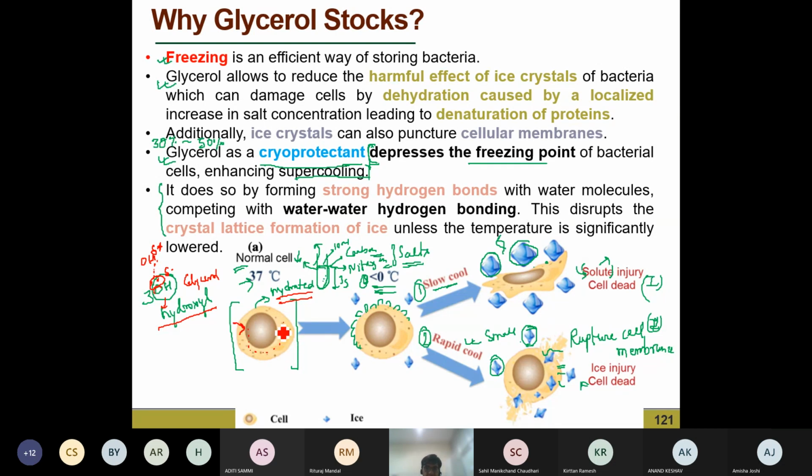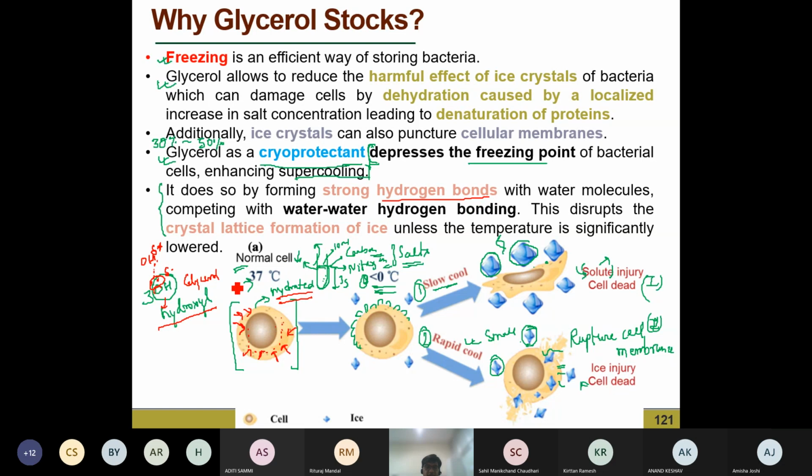Okay, so whenever we are, for example, adding glycerol, the glycerol will diffuse inside the cells. And the freezing point of the cells is going to decrease. Why is it going to decrease? Because these glycerol molecules will form strong hydrogen bonds with the water molecules that are present within the cells.